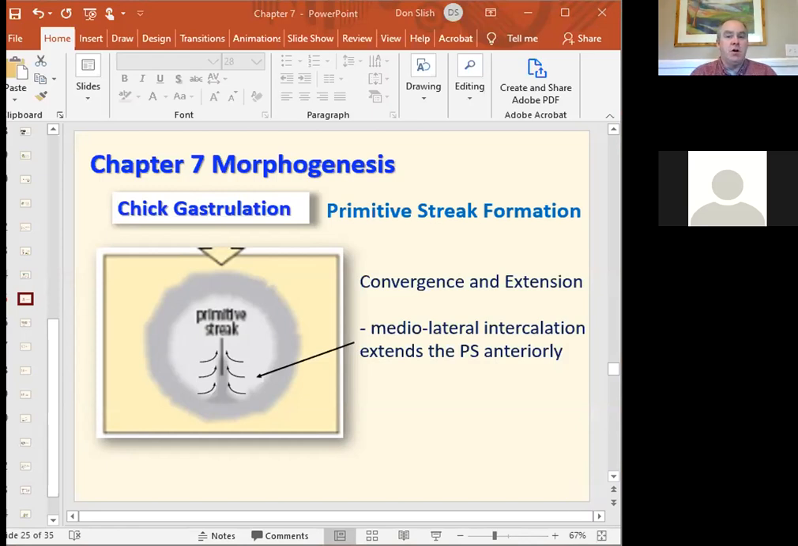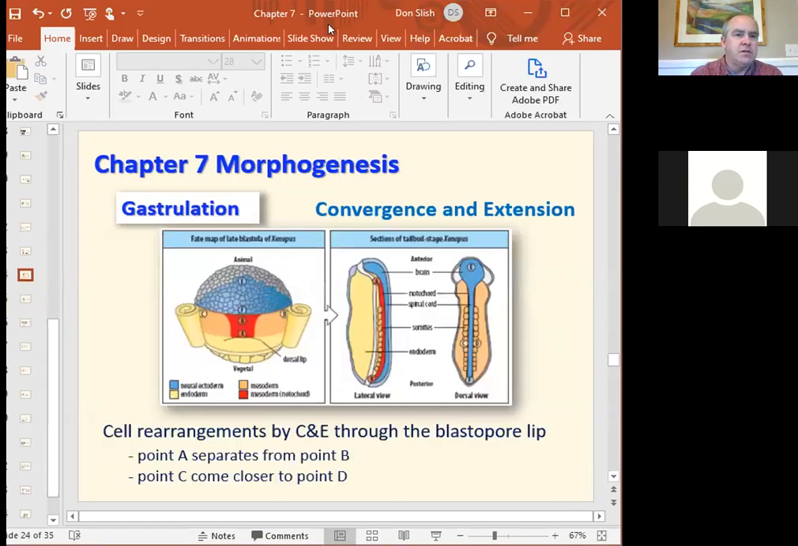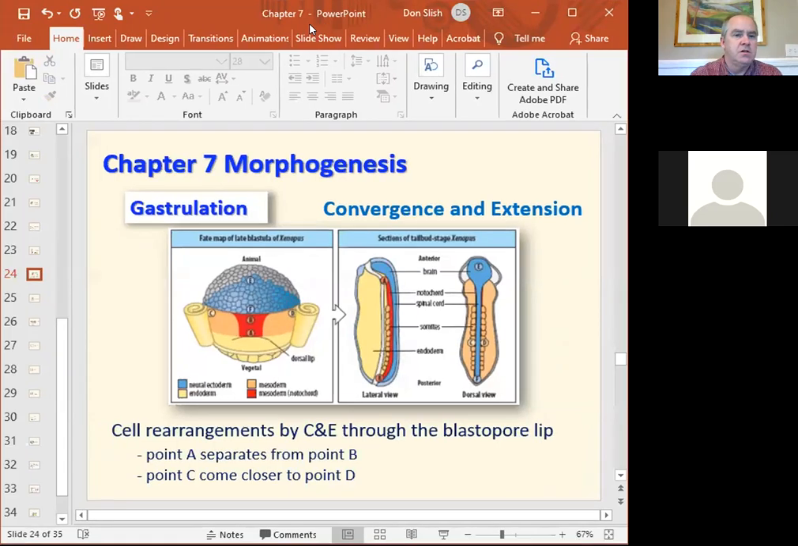Okay, so we left off yesterday, or 2 days ago, I should say, on this slide, slide 24, and this was talking about the convergent extension that happens during gastrulation of the Xenopus.